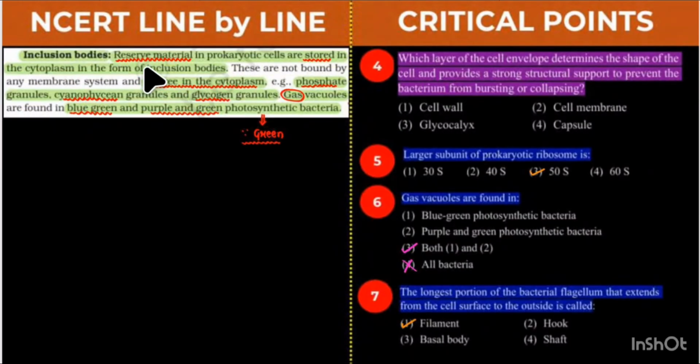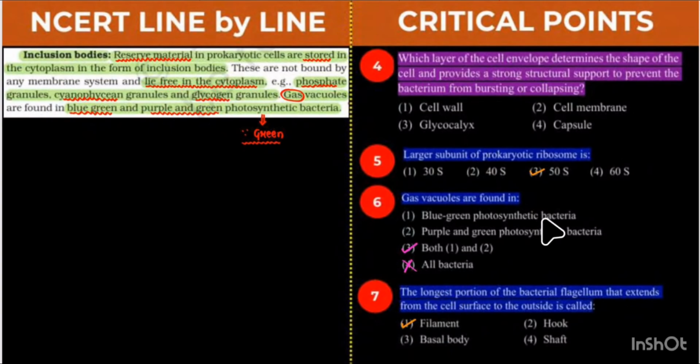Inclusion bodies, which are reserve material in prokaryotic cells, are stored in the cytoplasm. These are not bounded by any membrane system and lie freely in the cytoplasm. Examples are phosphate granules, cyanophycin granules, glycogen granules. Gas vacuoles are found in blue-green and purple and green photosynthetic bacteria. Question: the largest subunit of prokaryotic ribosomes is 50S. Where are gas vacuoles found? Option number 3 is the correct answer.